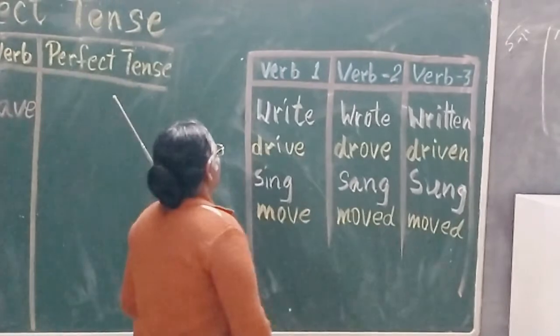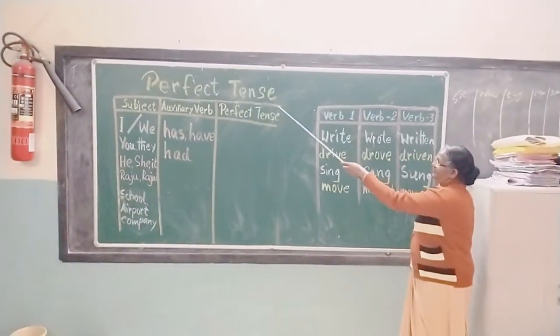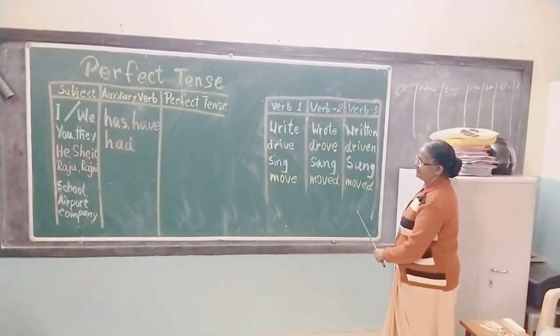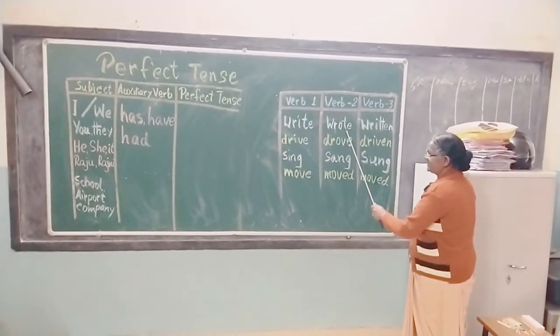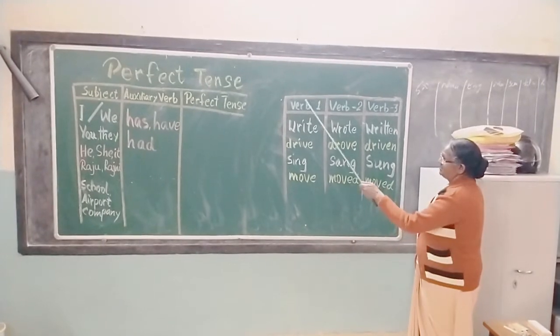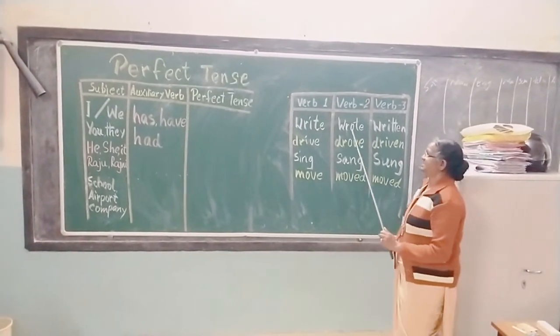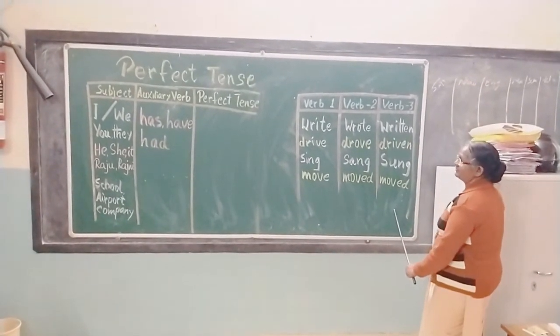Now, to make the perfect tense, we only use the third verb form. We do not use the first or the second verb form. Please remember this very clearly. In perfect tense, whether it is present tense or past tense, we use only the third form of the verb.